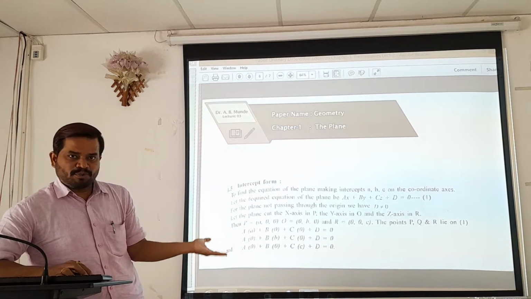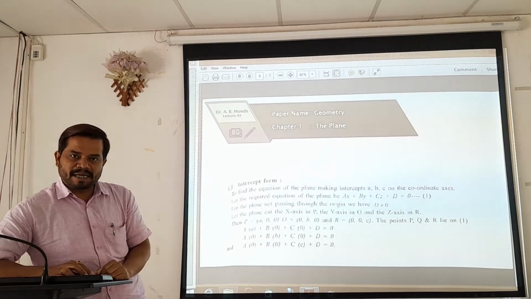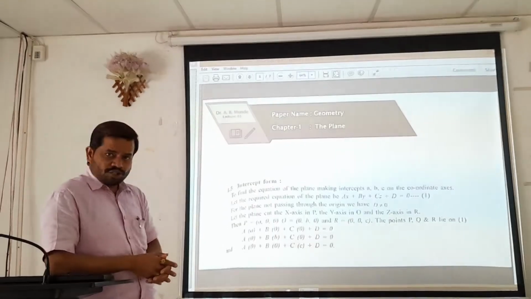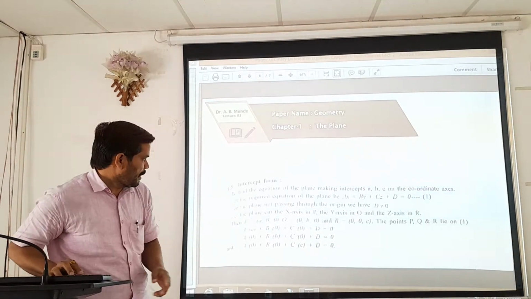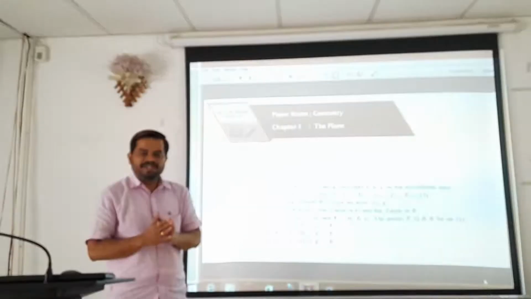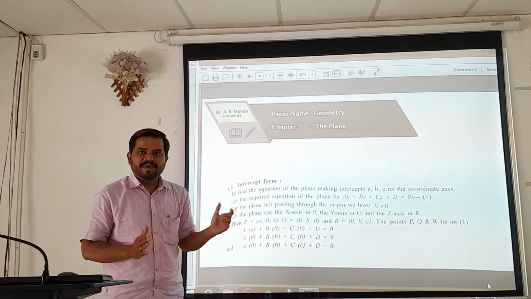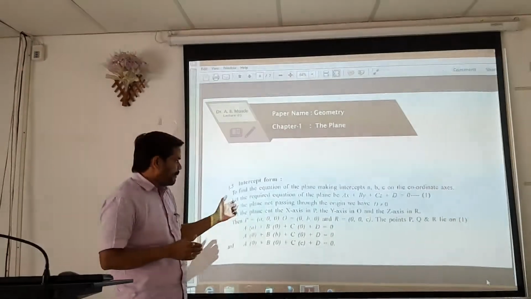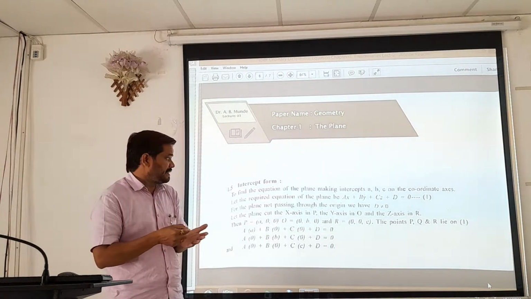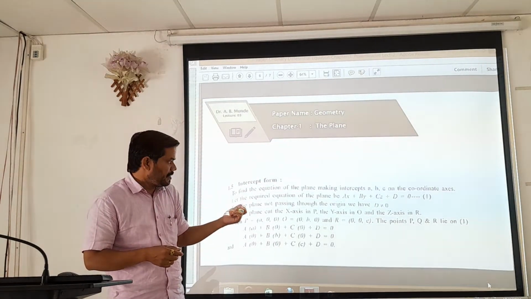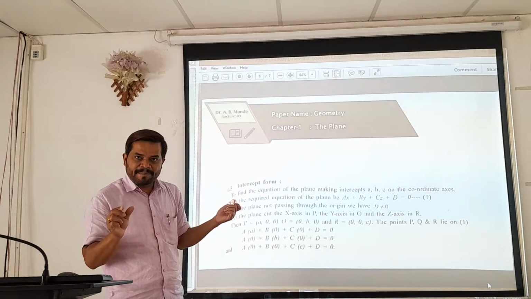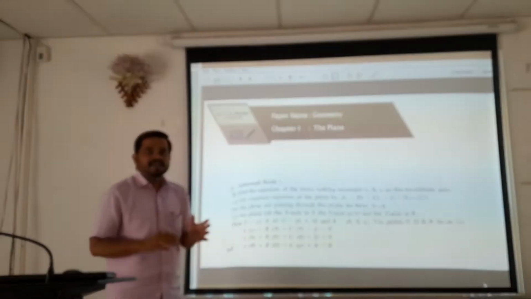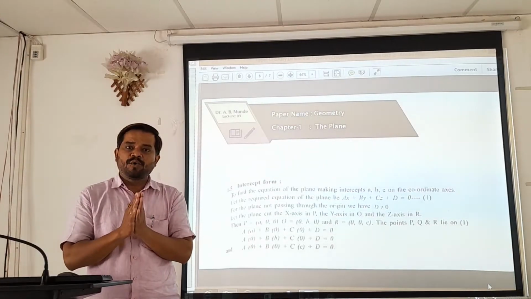We can suppose it is capital A x plus capital B y plus capital C z plus capital D is equal to 0. Call this equation number 1. For a plane which is not passing through the origin, we can assume capital D is different from 0. So let the plane cut the x-axis at a point P, the y-axis at a point Q, and the z-axis at R. Then what are the coordinates of the points P, Q and R?